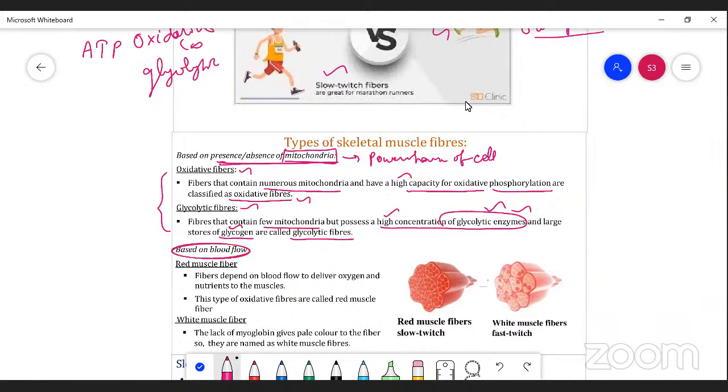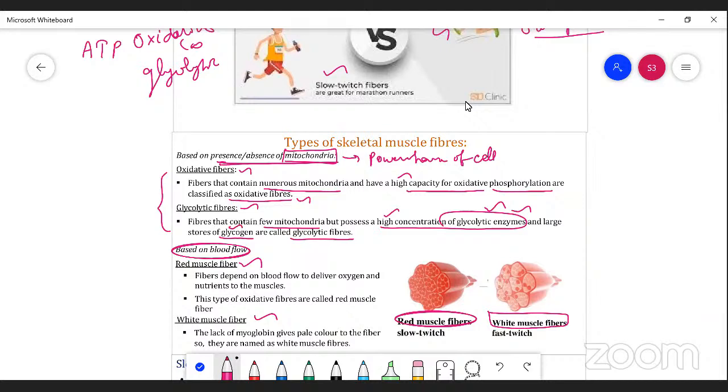Next, based on the blood flow, the skeletal muscle fibers classification takes place in two types. One is the red muscle fiber, and the other is known as the white muscle fiber. In the third lesson, the structural organization, you studied about the red muscle as well as the white muscle. That muscle only we are seeing now.